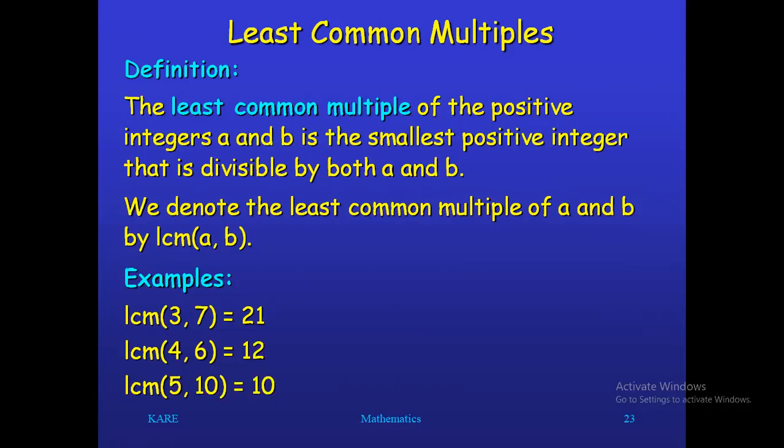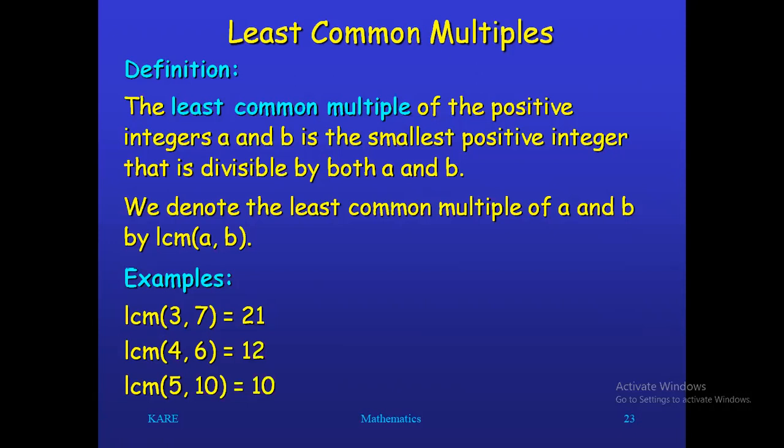So 21 is divisible by 3 and 21 is divisible by 7. Below 21, is there any number divisible by both 3 and 7? If I take 14, 7 divides 14 but 3 does not divide 14. So 21 is the smallest multiple which is divisible by both 3 and 7. At the same time, 4 and 6.